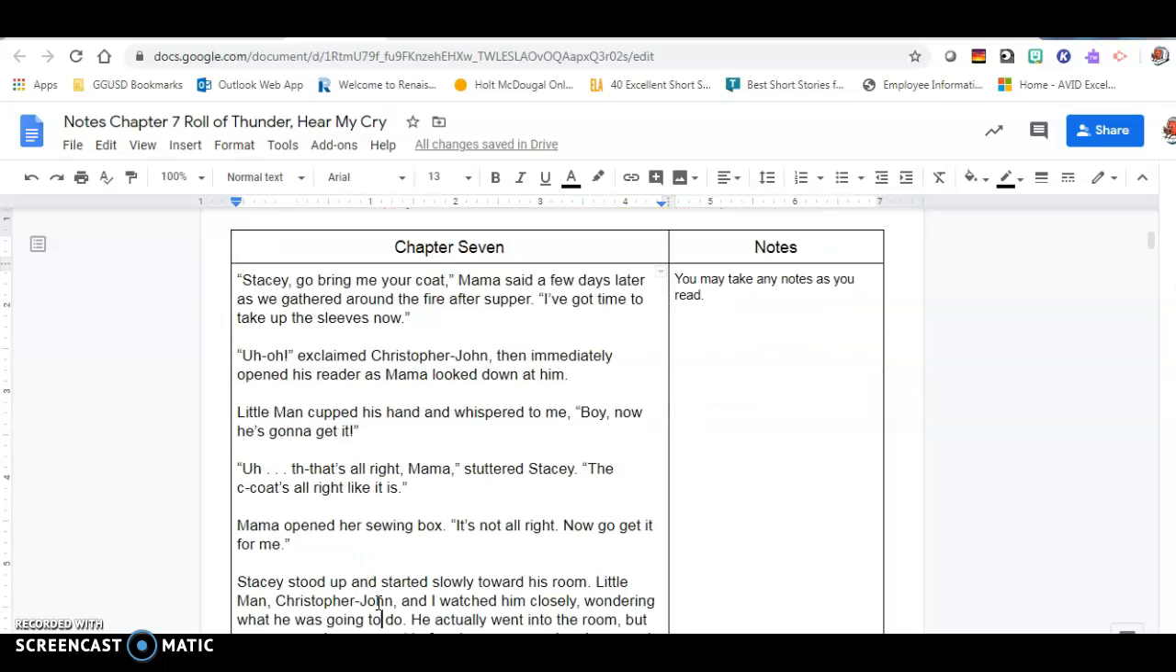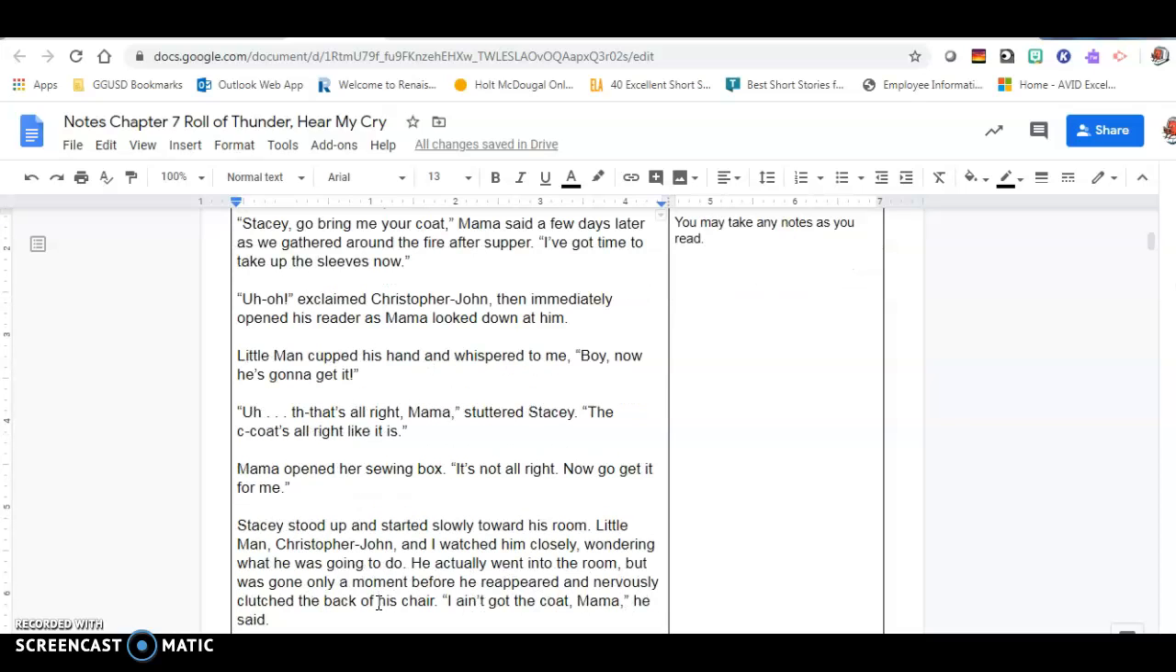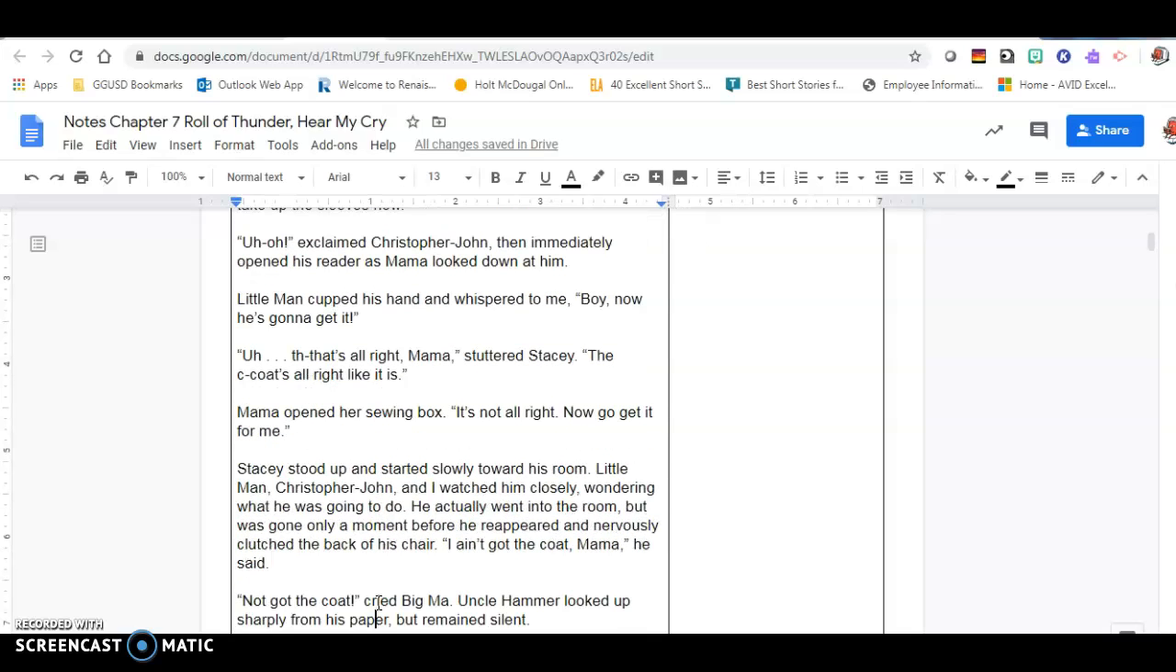Mama opened her sewing box. "It's not all right. Now go get it for me." Stacy stood up and started slowly toward his room. Little Man, Christopher John, and I watched him closely, wondering what he was going to do. He actually went into the room, but was gone only a moment before he reappeared and nervously clutched the back of his chair. "I ain't got the coat, Mama," he said. "Not got the coat?" cried Big Ma. Uncle Hammer looked up sharply from his paper, but remained silent.